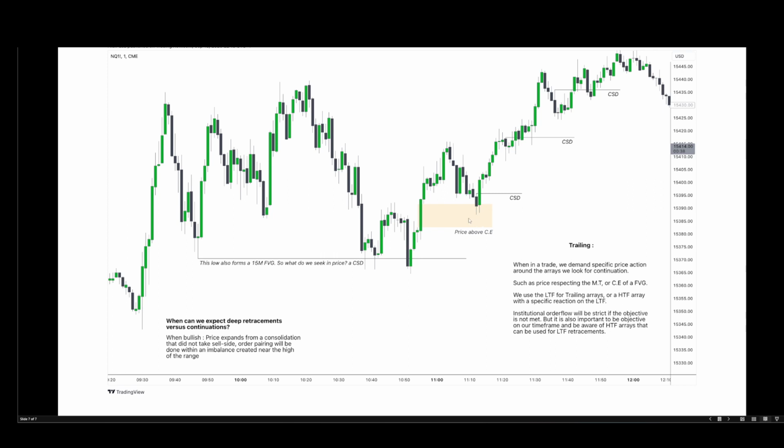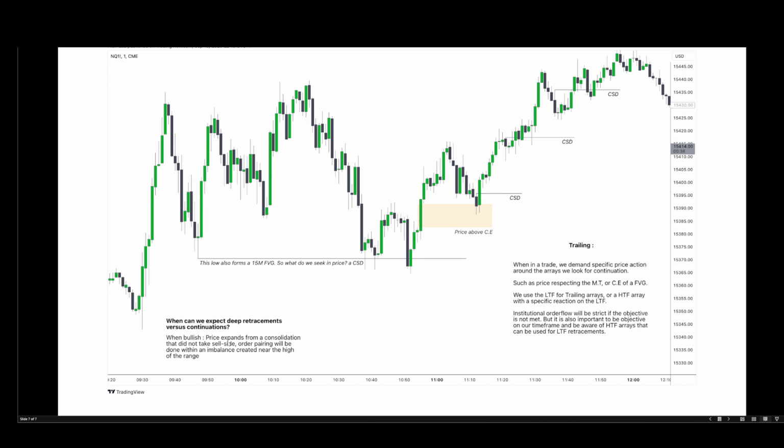So let's say, for example, this order block right here, why wasn't that respected, right? Because this was a 5-minute imbalance. So price is going to want to seek that higher time frame imbalance. So what do we ask ourselves? Okay, what do we want to see from price during this imbalance, right? And so something important that I think about pretty much on a daily basis is when can we expect deep retracements versus continuations, right?